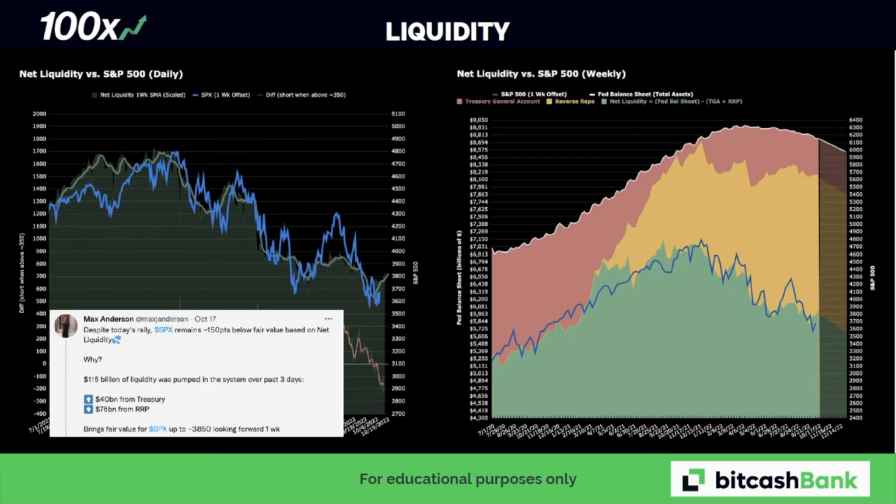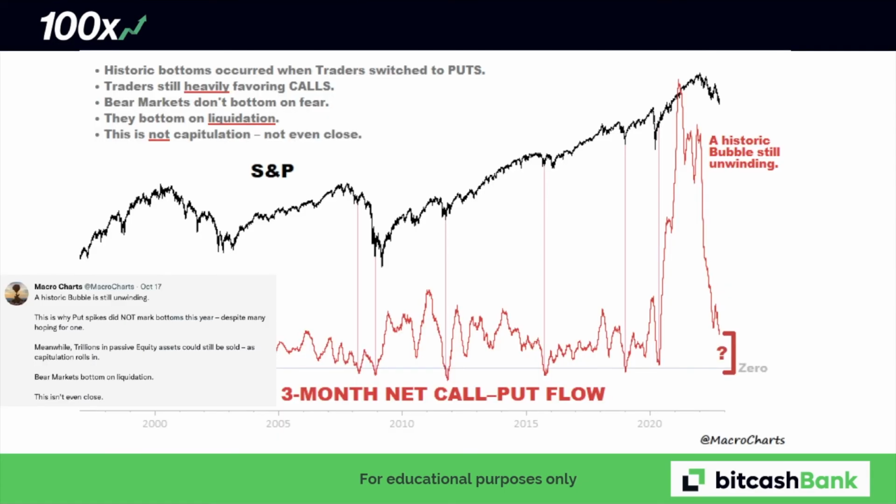Here's a liquidity chart that shows a 115 billion increase, and Max Anderson, based on this data, has a target of 3850 for the S&P 500. Macro Charts has a good chart that shows that trader capitulation likely has not occurred. It happens when traders place more puts than call options, and we're not quite there yet.